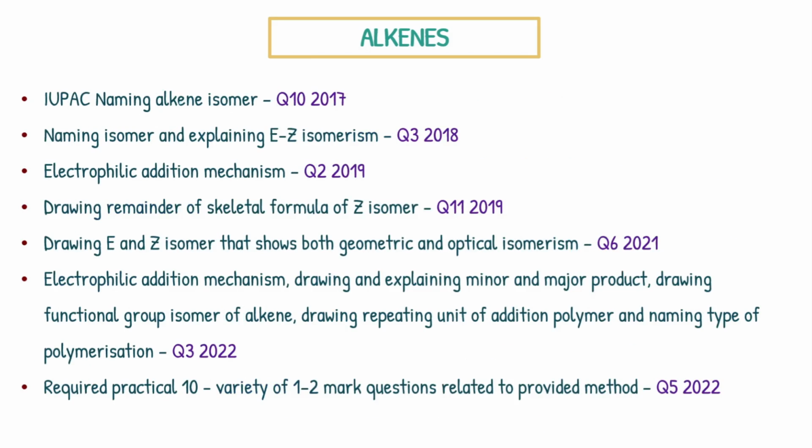Right, alkenes here. IUPAC naming, again, like I said, even though naming or nomenclature specifically comes up under Introduction to Organic Chemistry, I tried to slot them under their respective functional groups where they're being named. Okay, so this was an alkene isomer, and you had to be able to name that. Next up, again, naming an isomer and explaining EZ isomerism.